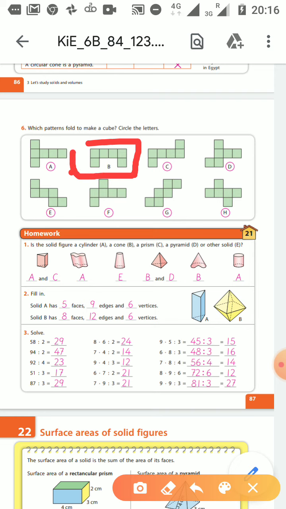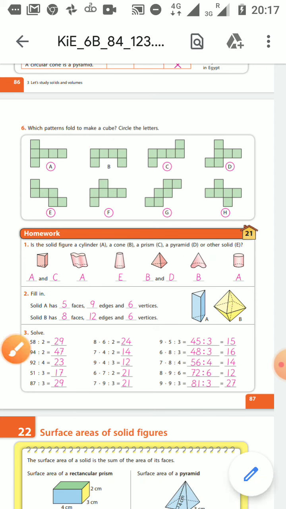Then the homework's pretty straightforward, just a recap on learning. Labelling which is the cylinder, cone, pyramid, and other solid. Working out the faces, edges, and vertices of these 2 shapes. And then some basic division here, division and multiplication here, division and multiplication here. So that's it, guys, for the chapter.